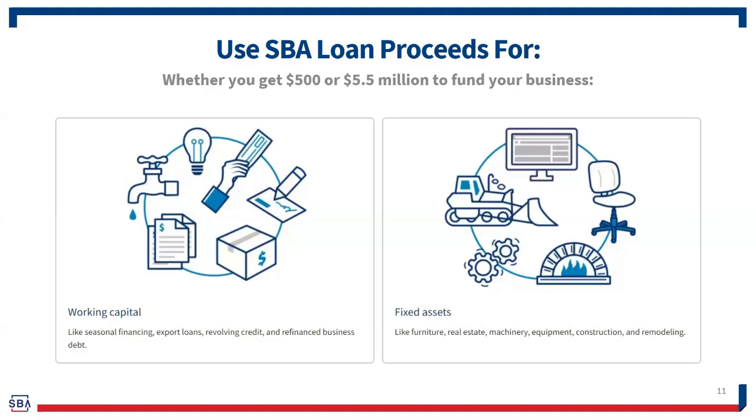Other things that we allow the loan proceeds to be used for are fixed assets, whether that's furniture, real estate, machinery, equipment, construction, and or remodeling of the business. Those things can be used, or the loan proceeds can be used for those types of things as well, which we see a lot more of than we do with working capital. Because typically when we're seeing these loans, we're seeing people trying to buy real estate or machinery, or maybe even expand their business, leasehold improvements, those types of things.